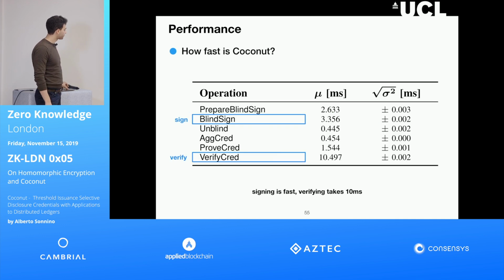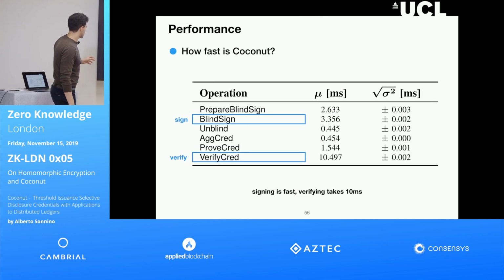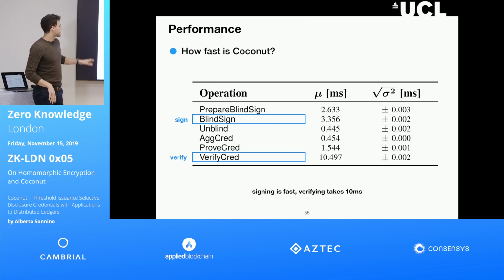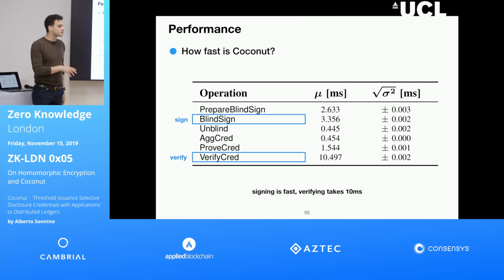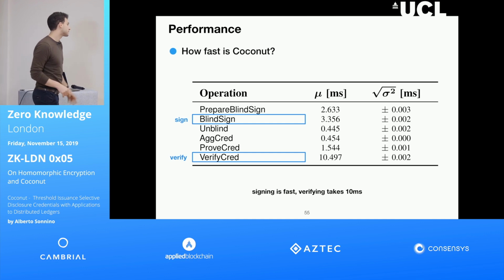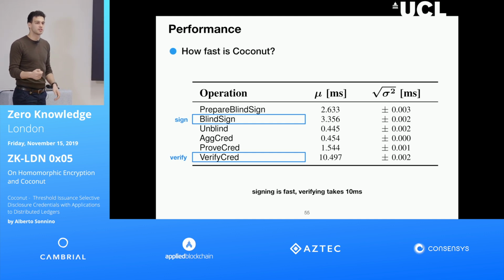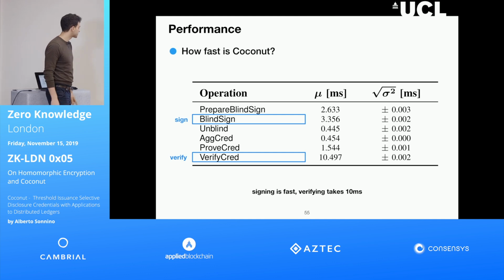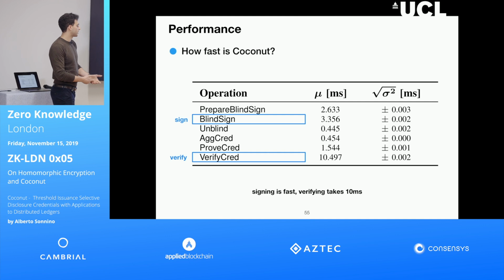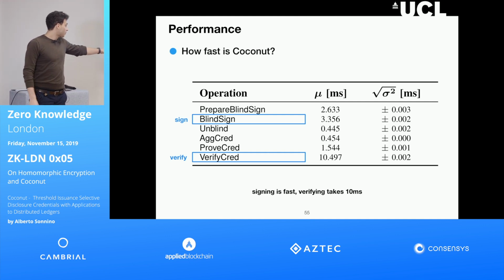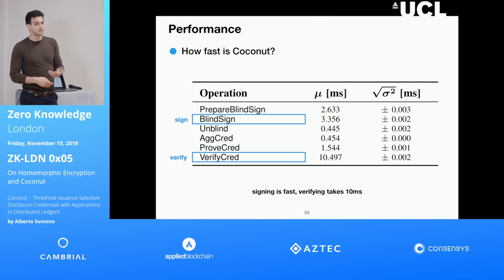It's written in Python. About the speed of those things, the blind signing, the operation done by the authorities, is fairly fast. It's 3 milliseconds. This was run on my laptop, not that one, a crappy laptop at the time, so it's a commodity machine. Potentially a server could go much faster than that, like 5 times faster without too much trouble. And verifying the credentials takes 10 milliseconds on that machine. We were happy with that because it means it's actually reasonable for smart contracts to operate over those.